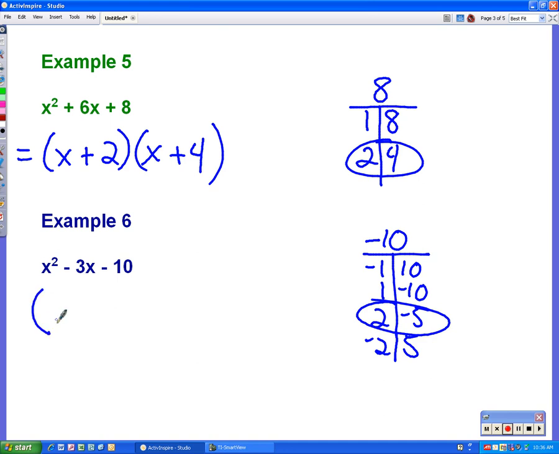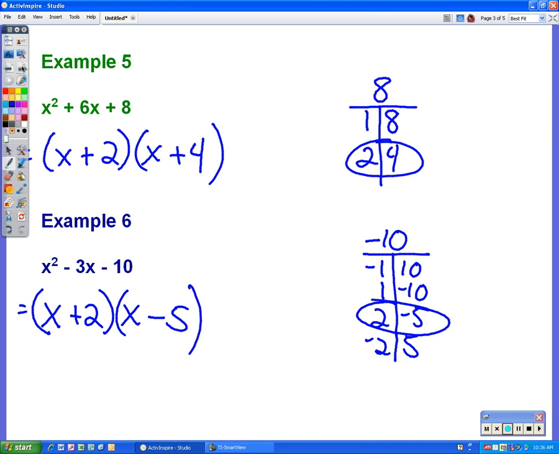So when we write this out, we're going to create two binomials, x in each one. Now, the 2 is a positive, so we put plus 2, and the 5 is a negative, so we put minus 5. Okay, so double check that: multiply those together, that gives us the negative 10, and add those together, it gives us the negative 3, or the minus 3. All right, now, one more step.